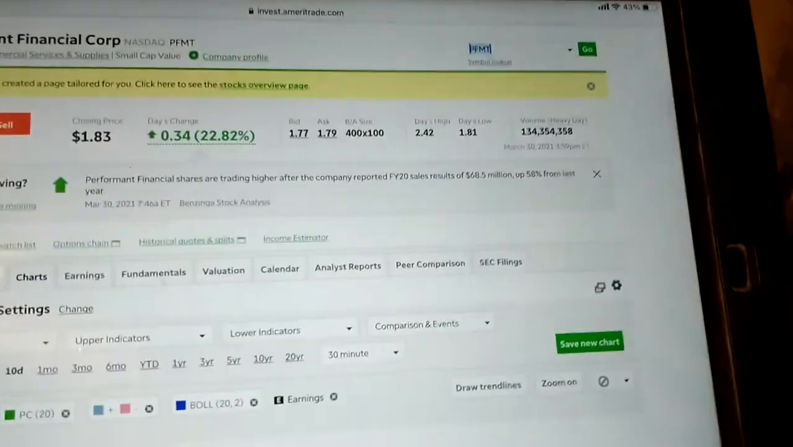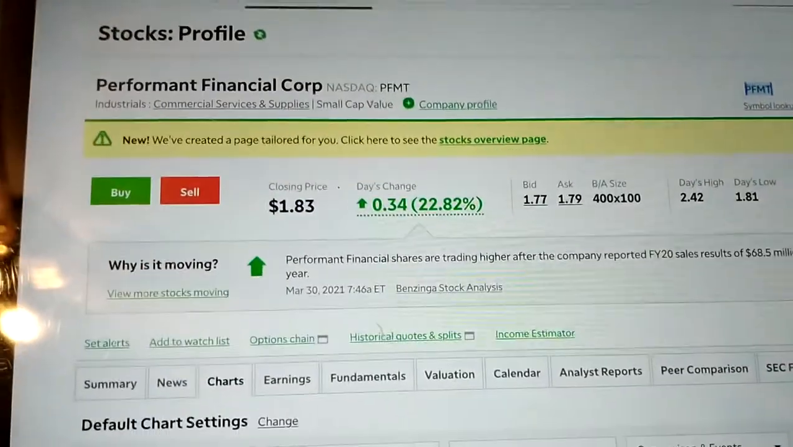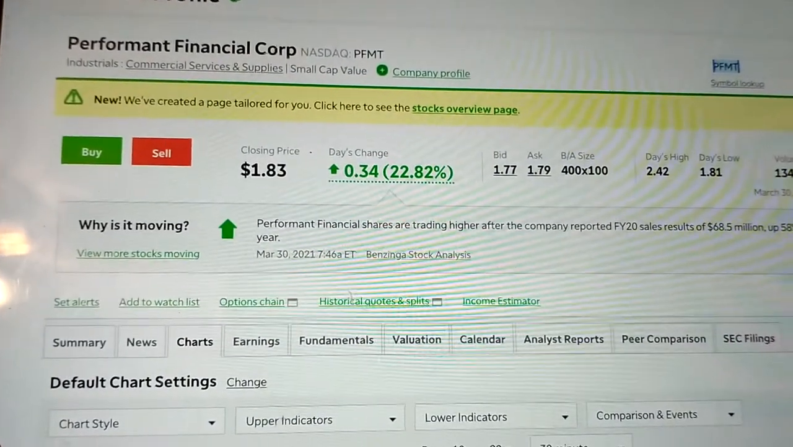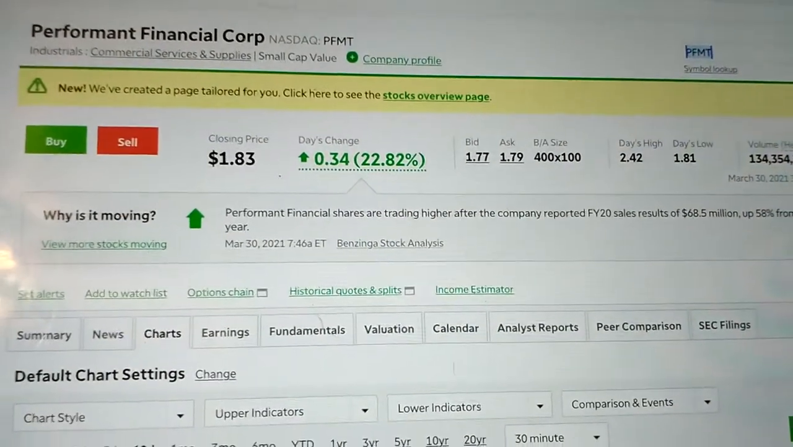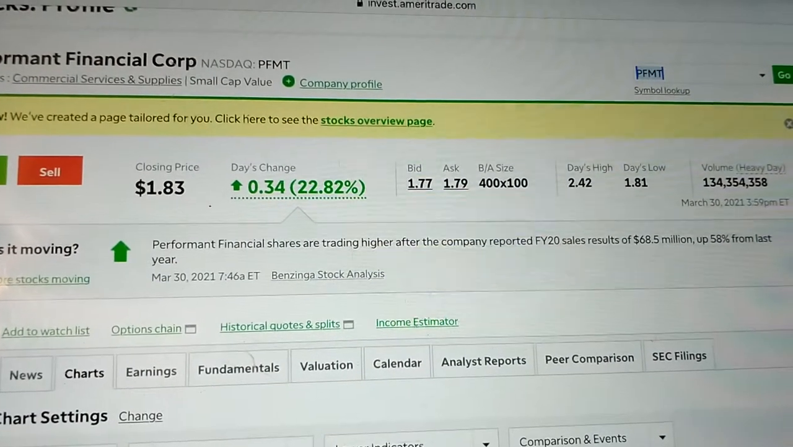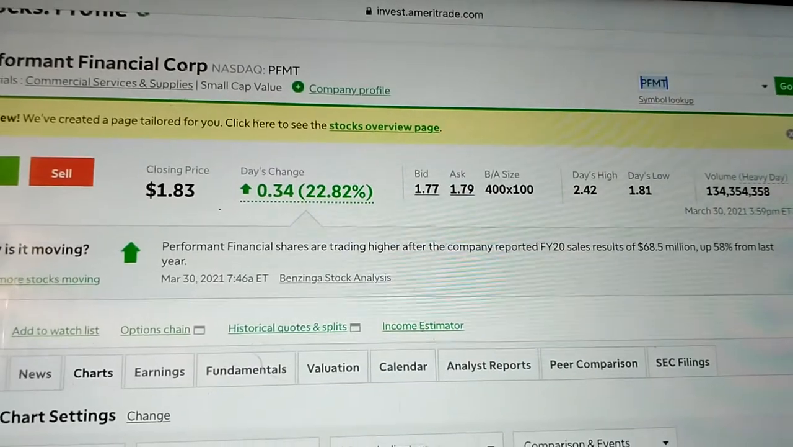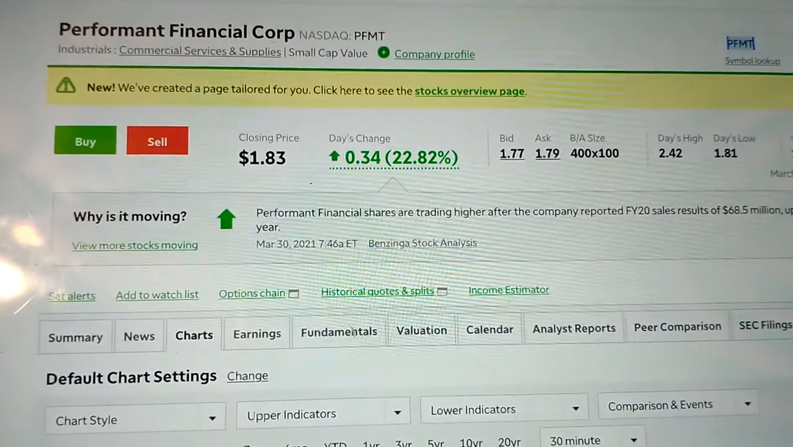Performant, was this the big gainer? Yes, so we're going to look at this one. Performant Financial Corporation, up 34 cents today, 22.82%. Here we go. Performant Financial shares are trading higher after the company reported fourth quarter 2020 sales results of $68.5 million, up 58% from last year. Hey, that's a big movement there.